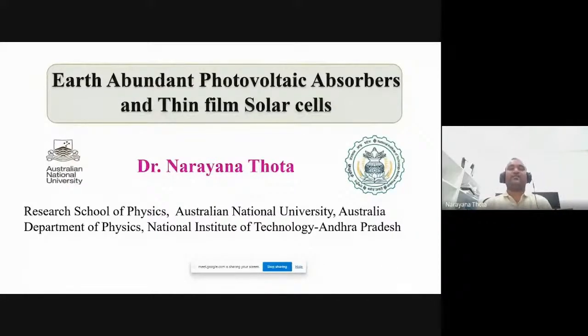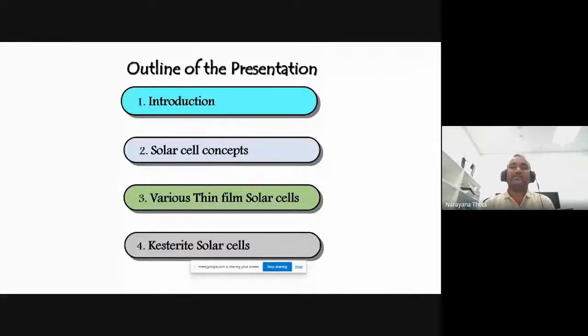These are the different types of earth abundant photovoltaic materials that are used in thin film solar cells. The outline of the talk is mostly an introduction to solar energy, the basic concepts we have to focus on in solar cells, and the various current thin film solar cells that are competing with the rest of the solar cells. My work is based on kesterite thin film solar cells. This is the second generation of solar cells.